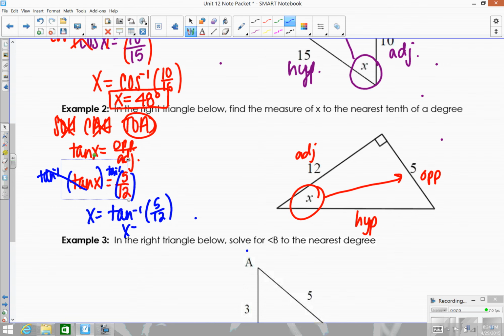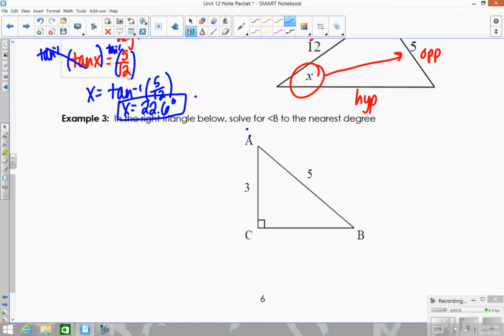Put that into a calculator, and you should get, if we round to the nearest tenth, 22.6 degrees. And you have to make sure you're in degree mode so that your calculator is spitting out degrees. Even though I'm not putting in degrees, I want the answer to be degrees, which is why it needs to be in degree mode. So let's look at just one last example like this.